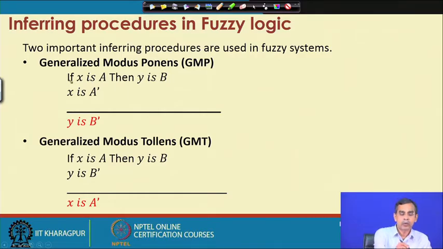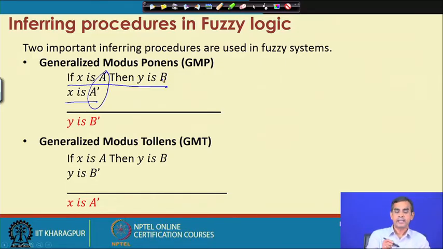Now, the generalized modus ponens is basically of this form. It is basically one rule. We have already learned about a rule: if x is A, then y is B, and this is another proposition, x is A dash, which is another fuzzy set, where A and B are fuzzy sets. And one thing you should note is that A and A dash should be defined over the same universe of discourse, where B is the fuzzy set that defines another, or similar, universe of discourse.